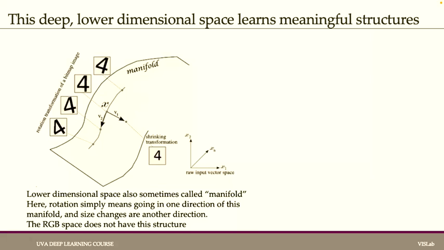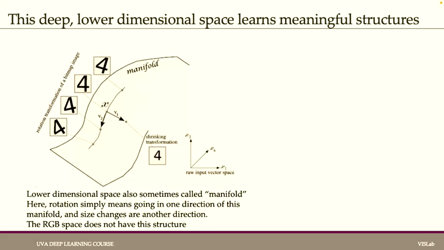This figure is quite nice to illustrate the point. So this lower dimensional space is also often called a manifold. And if you look at this manifold here, what you can see is that the rotation of the digit simply means going in one direction of this manifold. And the manifold here is visualized as a 2D plane lying in a 3D space.